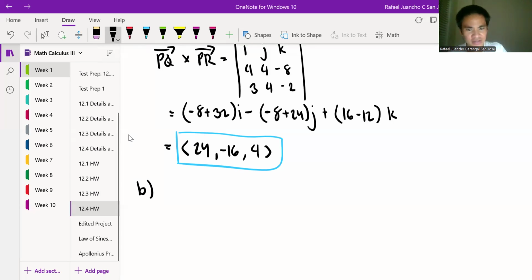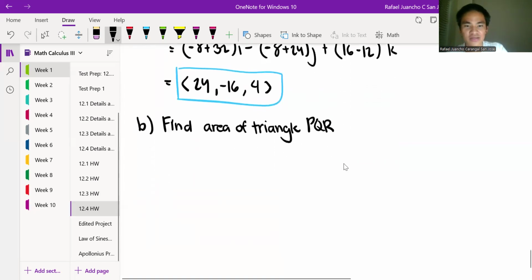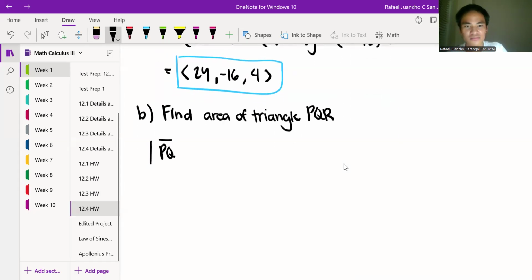Okay, B. Here we want to find the area of the triangle PQR. I should have just written triangle area. So we want to get the length and divide by 2. Also, in cross products, order actually matters, just pointing that out. Okay, so we do IJK here. What am I doing? I meant get the length.